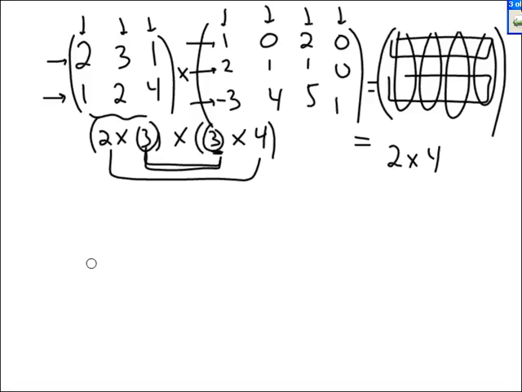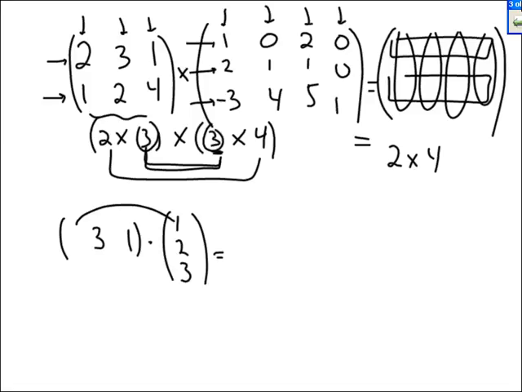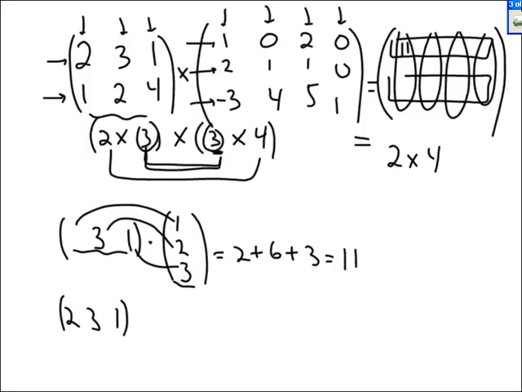I'm going to take the first row, 2, 3, 1, and dot it with the first column, 1, 2, 3. 2 plus 6 plus 3, that's 11. This was the first row, that's the first column, that's where I put the answer: first row, first column.